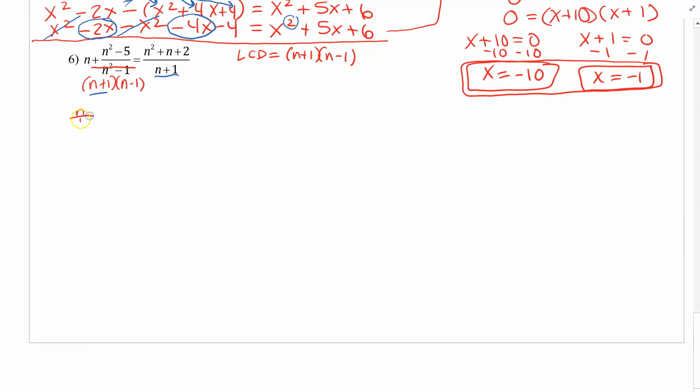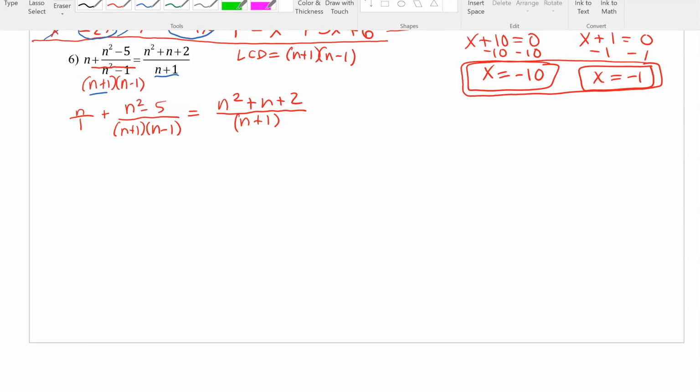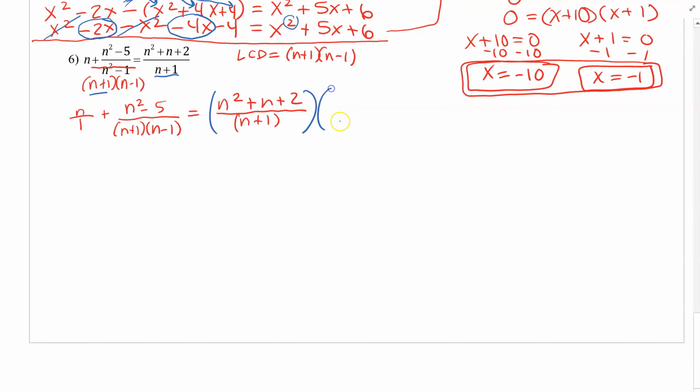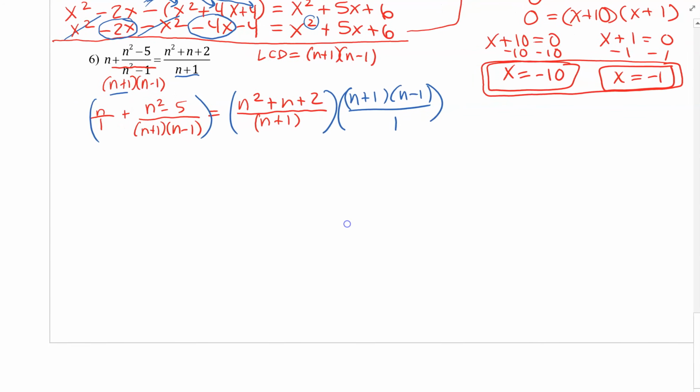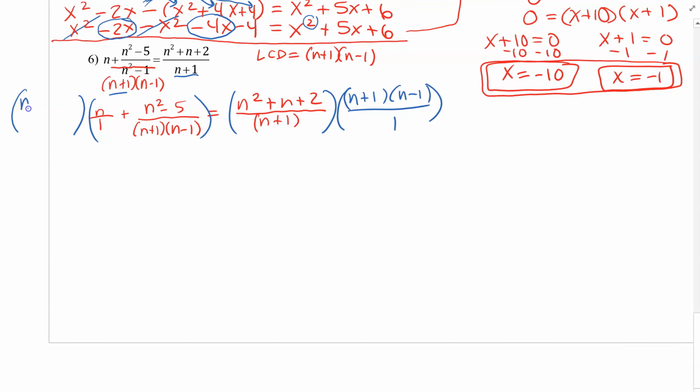So I'll think of this as n over 1 plus n squared minus 5 over, I'm going to think of the n squared minus 1 as n plus 1 and n minus 1. It'll make it easier to see what cancels and everything. And then all of that fraction on the right is all over n plus 1. I'll put that in parentheses so we know they stay together. Then I'm going to go ahead and multiply my LCD to both sides of the equation. So over here I multiply by n plus 1 times n minus 1 all over 1.